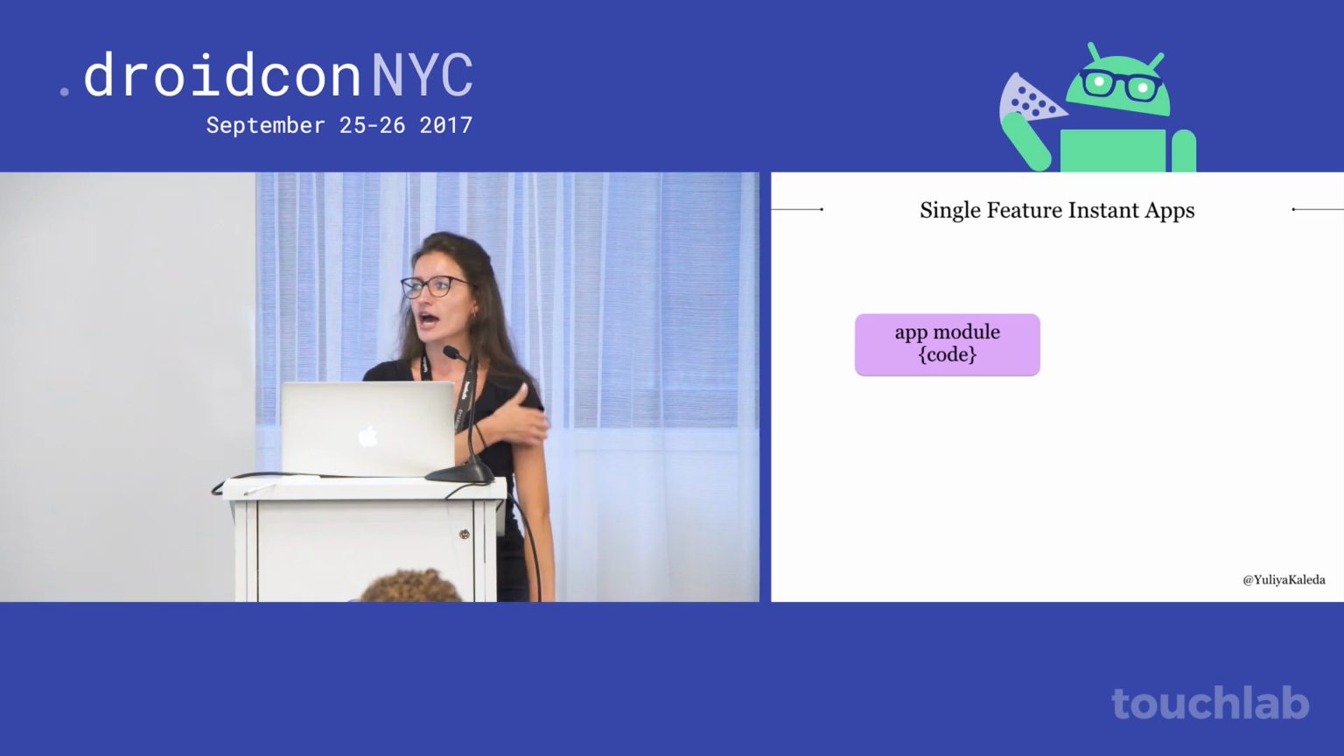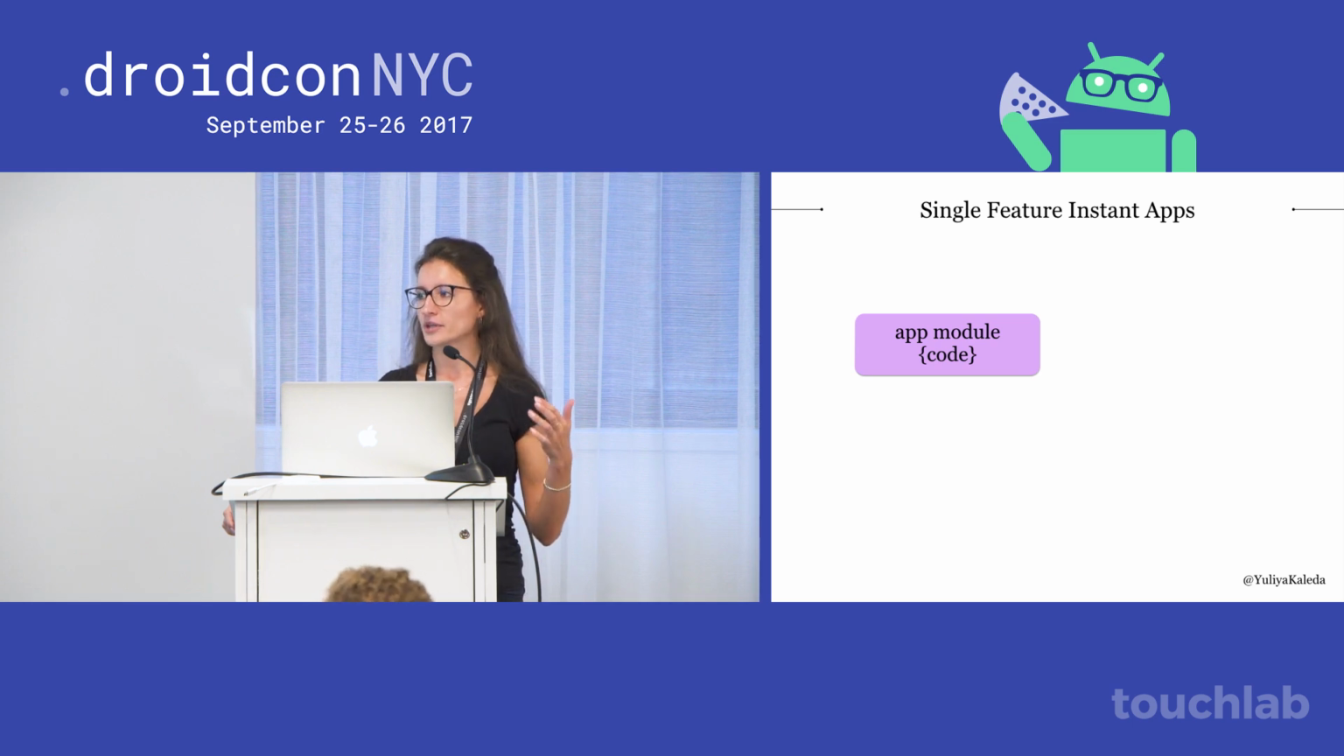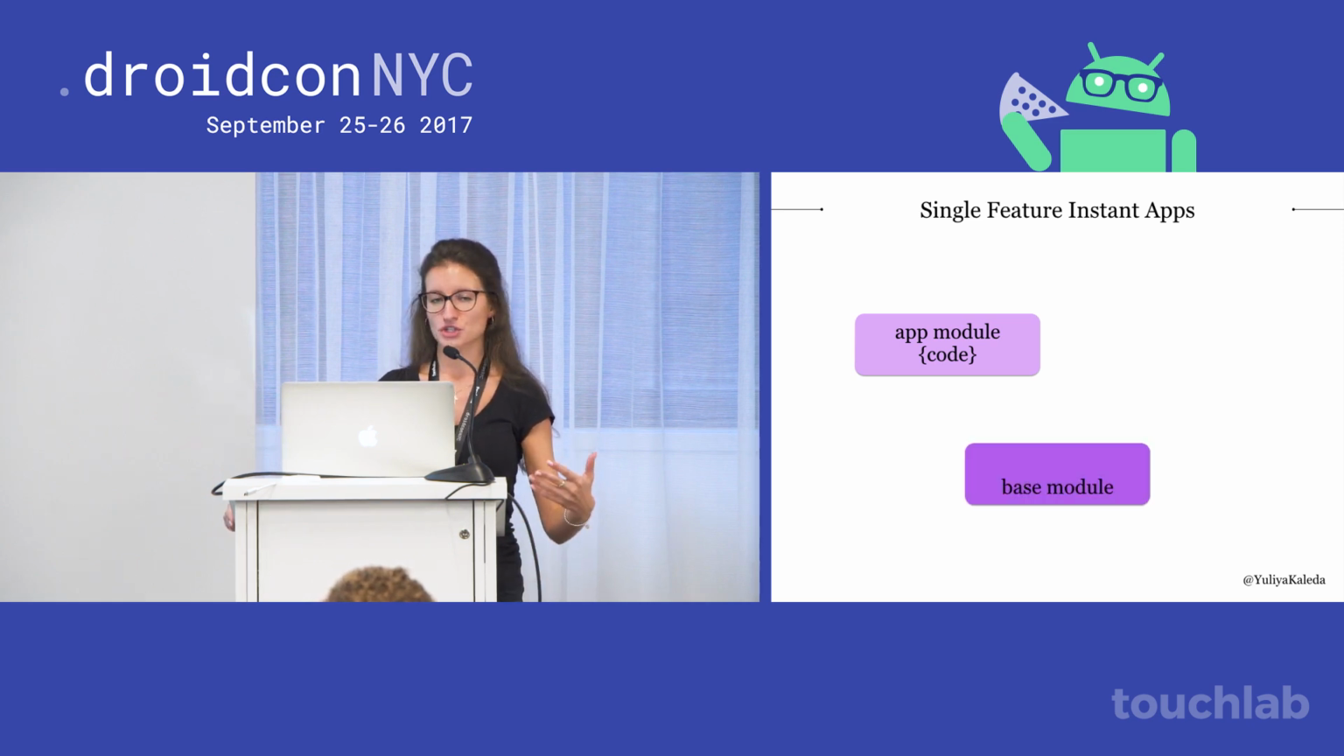So imagine you have your application, you have one module, which is the app module, and all your code lives within the app module. So in order to build an Instant App, the first step that you have to do is add a new module to your project structure. And we'll give it the name, base module.